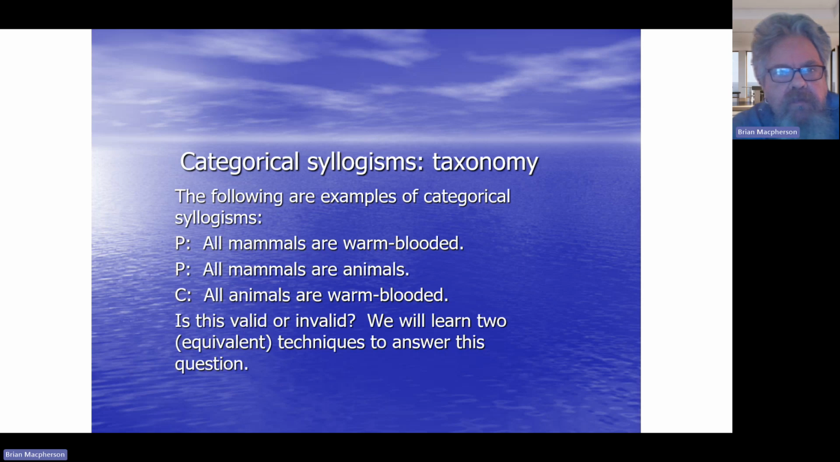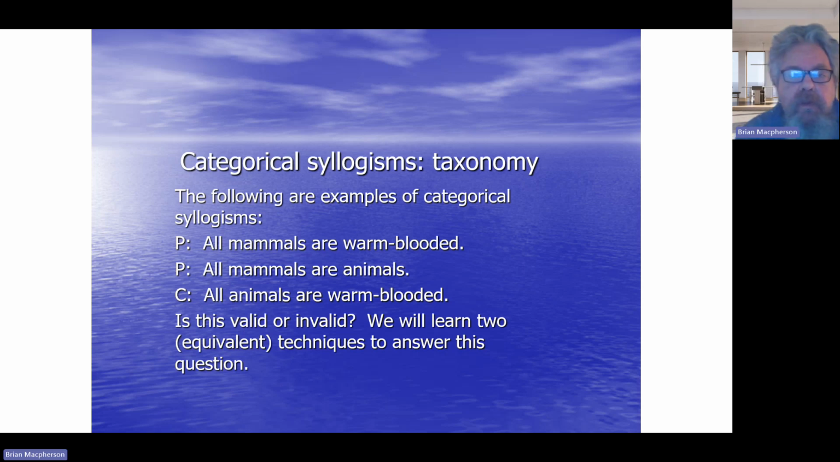The topic of today's online lecture will be assessing categorical syllogisms from the Boolean stance, but just to reconnect with what we talked about last time. Last time what I taught you was how to classify categorical syllogisms, right? And we defined them as well.